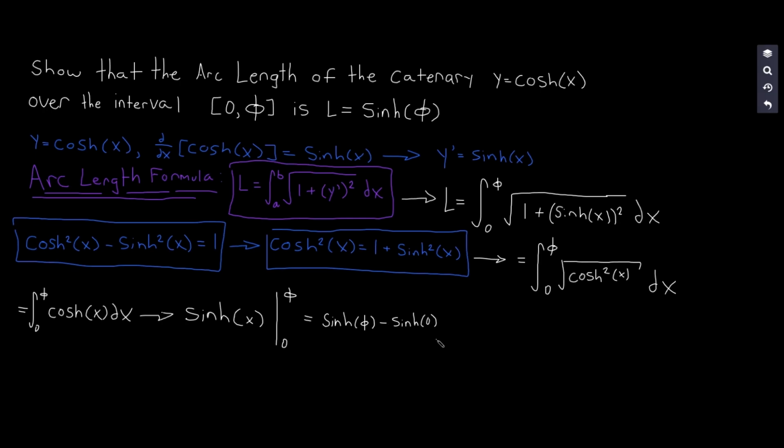And now sinh of 0 is just going to be 0. And let me show you why. This is why sinh of 0 is going to be 0. Because you remember how these were x's before? Well, now we're going to plug in 0 for them, which of course is going to turn into 0 over 2, which is just going to be 0. Thus, we'll look at this right here, sinh of phi. And I'll say that the answer to this problem is going to be sinh of phi.